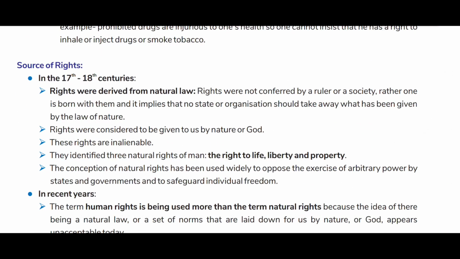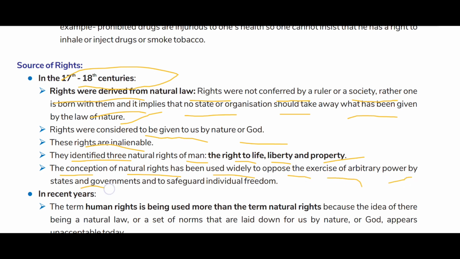Source of rights. In the 17th to 18th century, rights were derived from natural law. Rights were not conferred by a ruler or a society, rather one is born with them, and it implies that no state or organization should take away what has been given by the law of nature. Rights were considered to be given to us by nature or God. These rights are inalienable. They identify three natural rights of man: the right to life, liberty, and property. The conception of natural rights has been used widely to oppose the exercise of arbitrary power by states and government and to safeguard individuals' freedom.